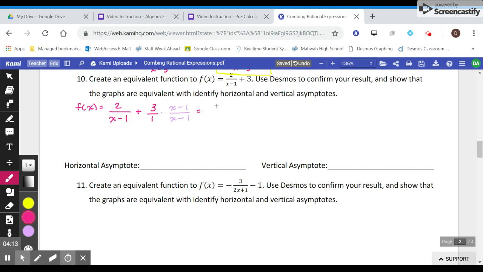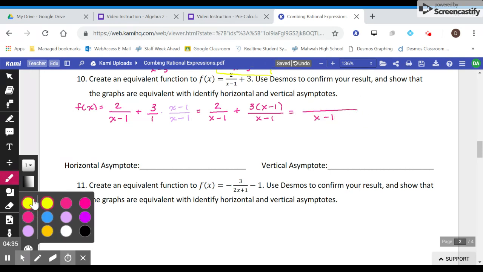And that's going to give me 2 over x minus 1, which doesn't change, plus 3 times the quantity x minus 1 over x minus 1. So don't go cancel happy and cross out these x minus 1s, because you'll just go right back to the original step. Remember, the point is to make this into one fraction with a denominator of x minus 1.